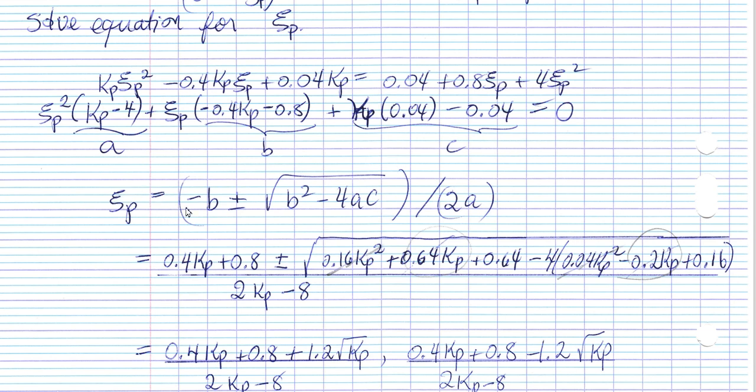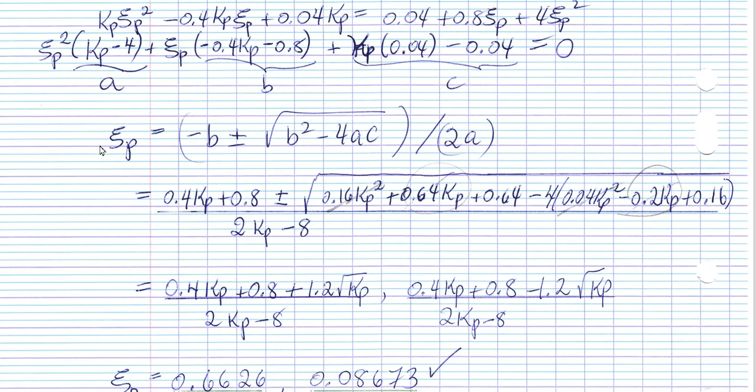So therefore, the extent of reaction is equal to negative b plus or minus the square root of b squared minus 4ac, divided by 2a. When that is done, a simplified expression is obtained. Now, alternately, in such a problem, the problem statement could have read, determine the extent of reaction in terms of the equilibrium constant. So in that case, this would be the answer prior to substitution.